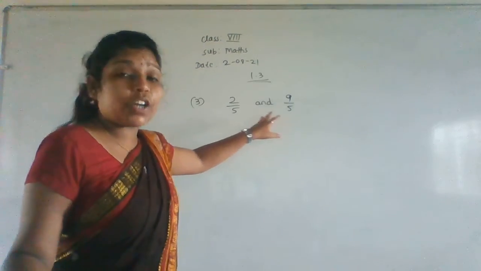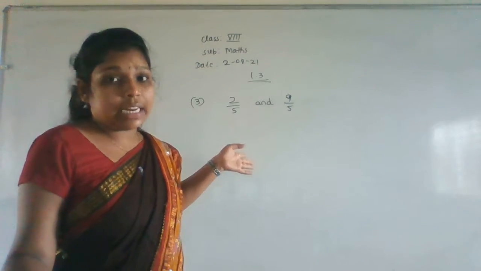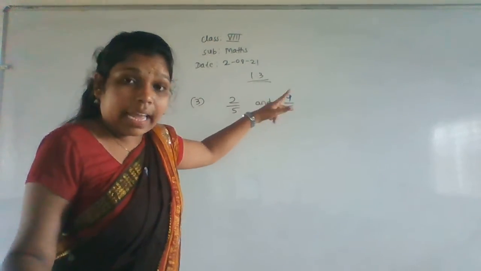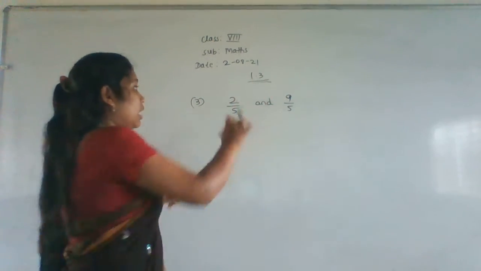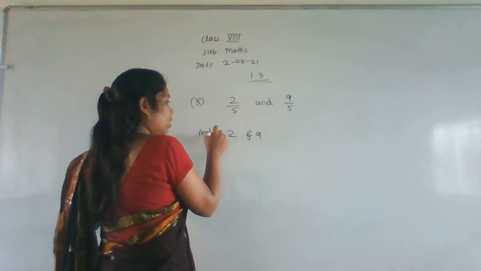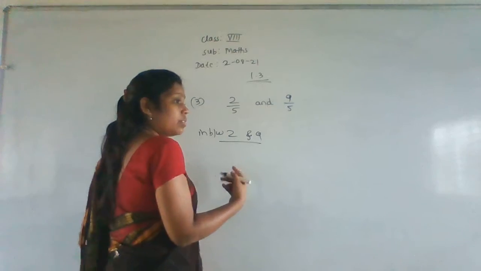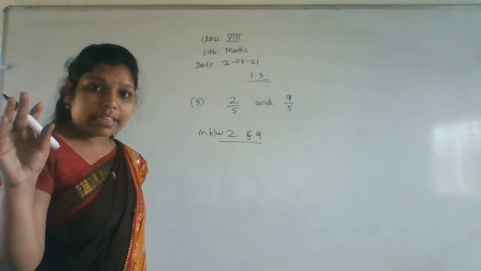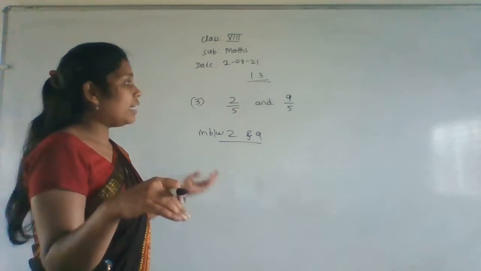So here already the denominator is the same, so no need to do anything here. Now compare 2 and 9, only the numerator values. In between 2 and 9, how many numbers are there? 3, 4, 5, 6, 7. 5 are there, right? So if 5 are there, then write those 5.